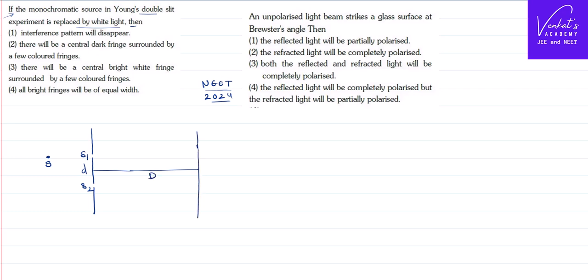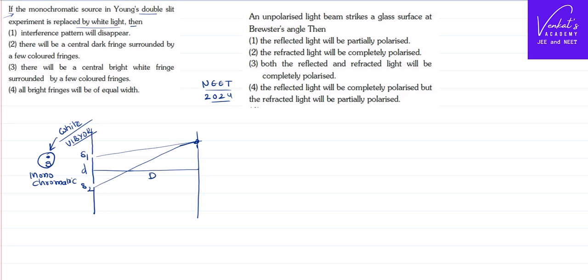On the screen, you can see a pattern due to these two sources, bright or dark. The interference pattern is formed. This source has to be monochromatic, single color. He is now asking, what happens if I replace this monochromatic source with white light? White light consists of many colors, many wavelengths. All the VIBGYOR colors are present there.